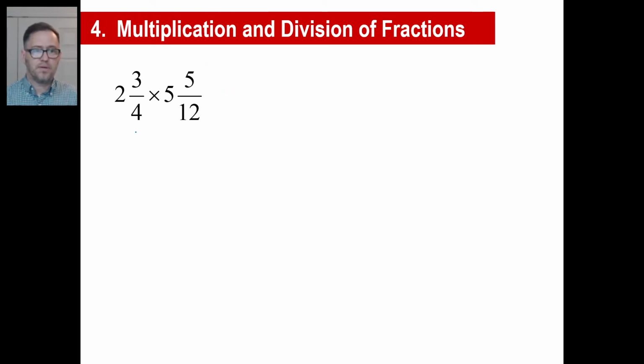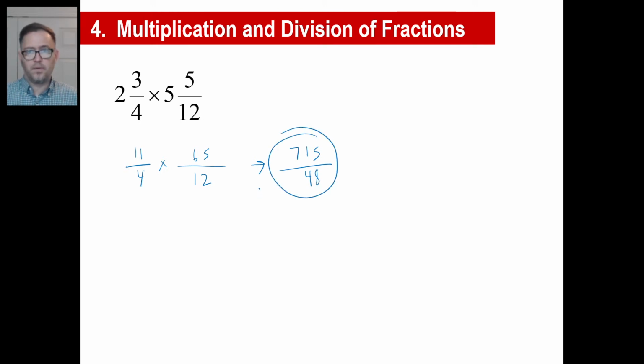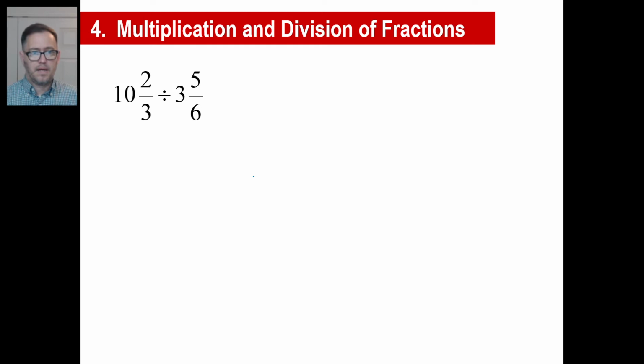But let's go ahead and take both of these and make them into improper fractions, and then do the multiplication. So 4 times 2 is 8 plus 3 is 11, so 11/4 times, and then 12 times 5 is 60 plus 5 is 65. So 65 over 12, all right? Well, I don't see any way I can reduce this thing. So 11 times 65, excuse me, will actually be 715. You can do the long multiplication over here to the right. Then 4 times 12 is 48, okay? So that's as far as we can go on that one. It doesn't reduce anymore. Okay, how about this one?